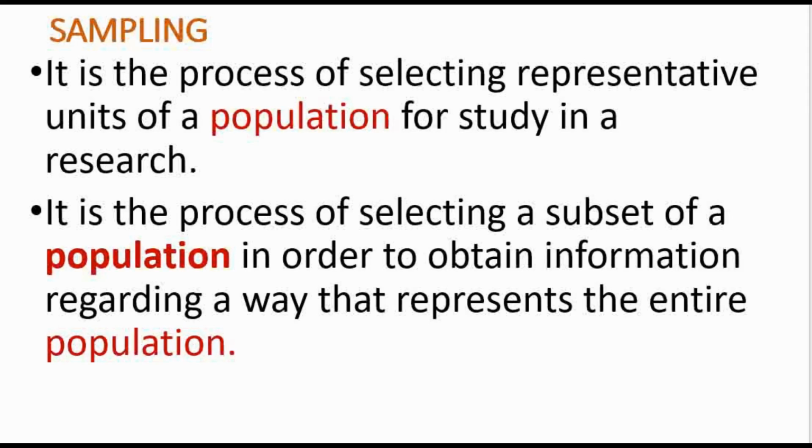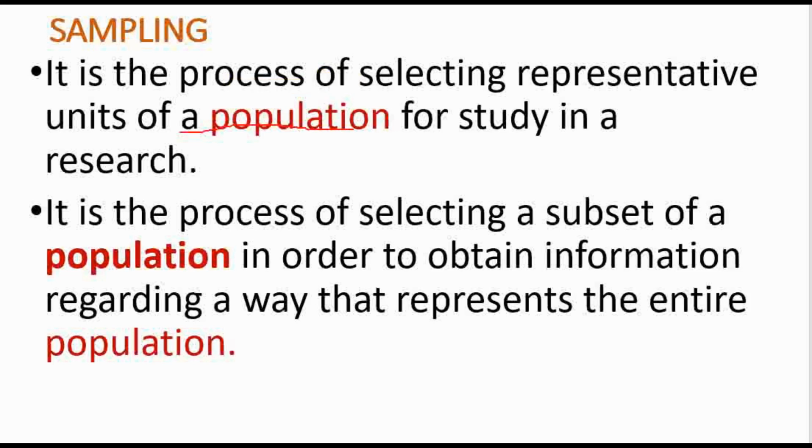If you see the definition, it is the process of selecting representative units of a population for study in a research. So here we are going to select the representative units. From where are we selecting the representative units? From the population. Already I told you it is a process. It's a process of selecting representative units from the overall population.